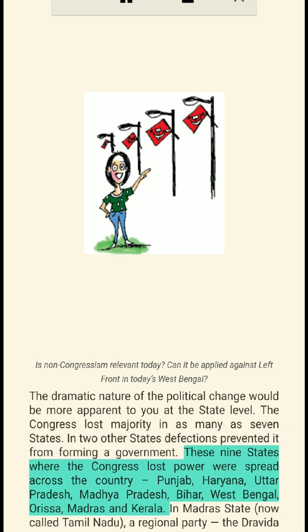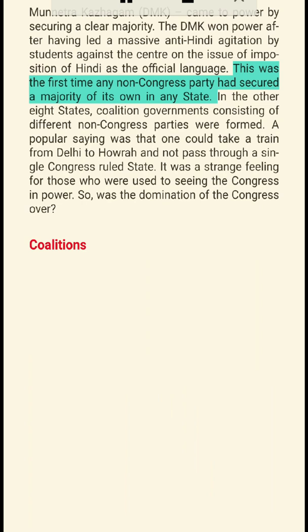These 9 states where the Congress lost power were spread across the country: Punjab, Haryana, Uttar Pradesh, Madhya Pradesh, Bihar, West Bengal, Orissa, Madras and Kerala. In Madras state, now called Tamil Nadu, a regional party, the Dravida Munnetra Kazhagam (DMK) came to power by securing a clear majority. The DMK won power after having led a massive anti-Hindi agitation by students against the center on the issue of imposition of Hindi as the official language. This was the first time any non-Congress party had secured a majority of its own in any state.